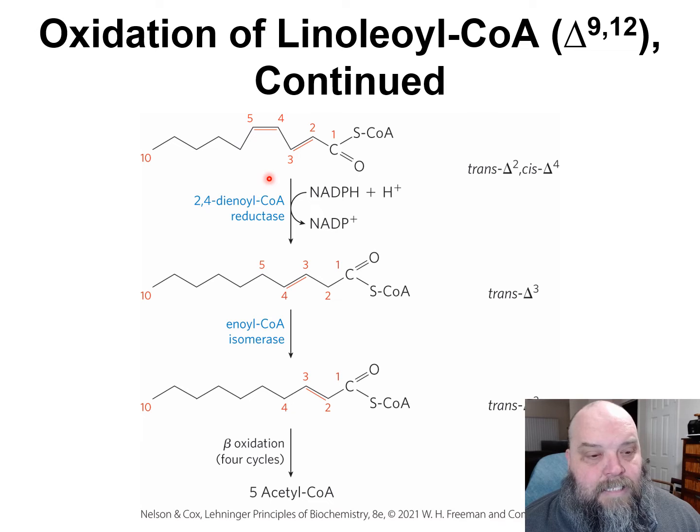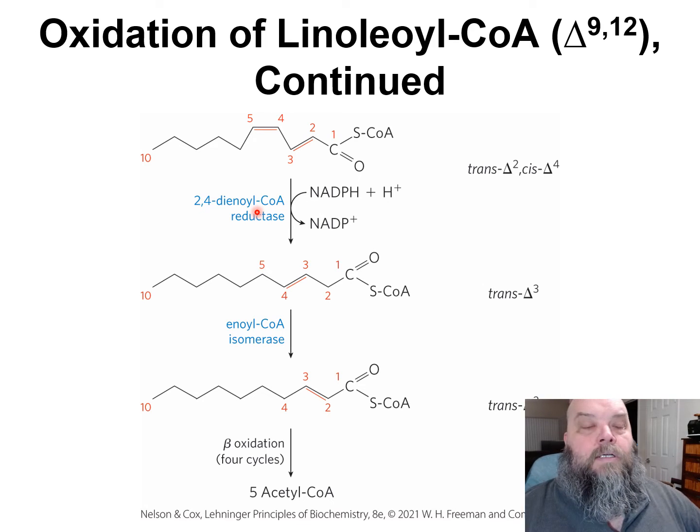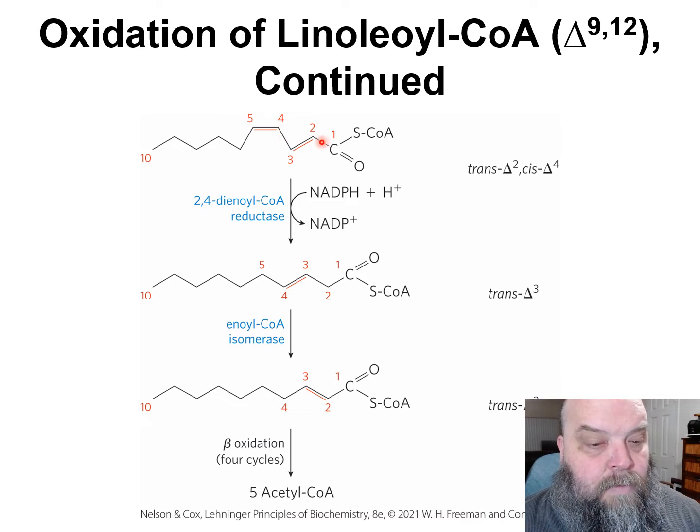So as we saw in the last slide, you're going to have the carbon-carbon double bonds between 2 and 3, 4 and 5. You're going to use 2,4-dienoyl-CoA. 2,4, that's where the double bonds are, and the dienoyl-CoA reductase, you're going to take NADPH, strip off that hydrogen, and then add it in. Boom.